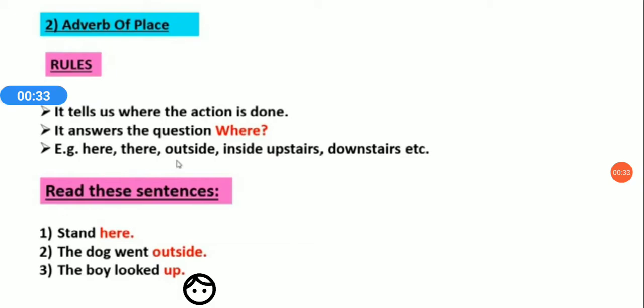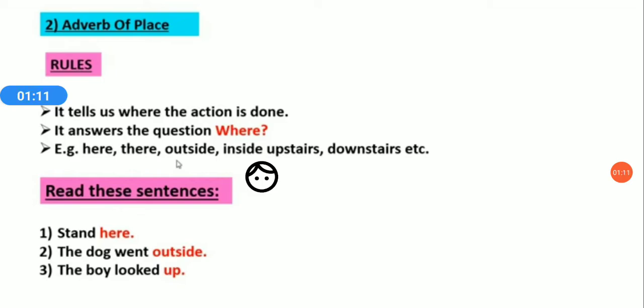So the second type of adverb is adverb of place, and its rules are: it tells us where the action is done. It answers the question where. So it gives the answer of where, like here, there, outside, inside, upstairs, downstairs, etc. These are some examples of adverb of place.